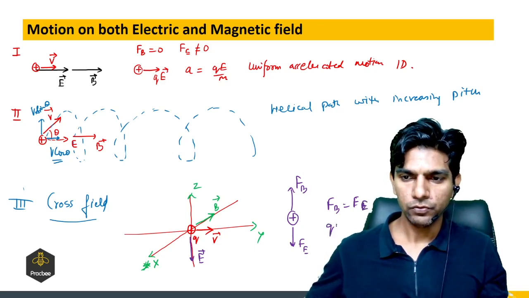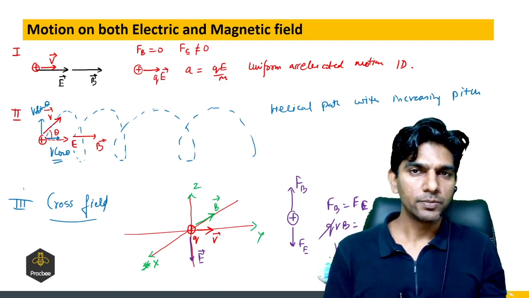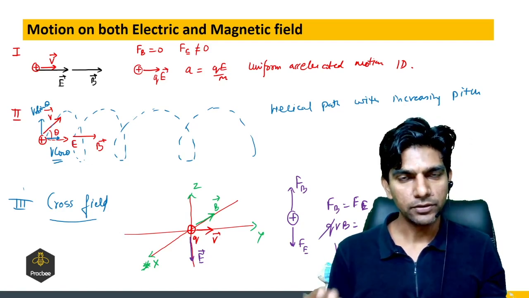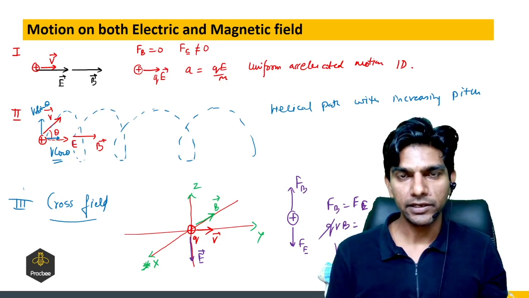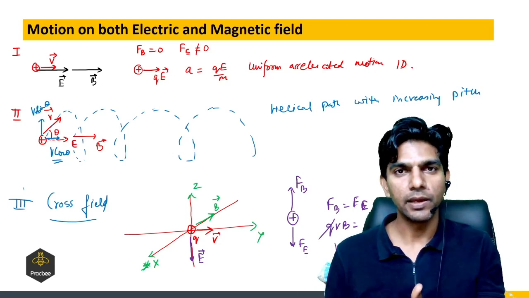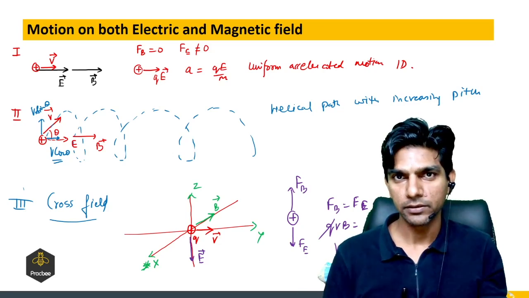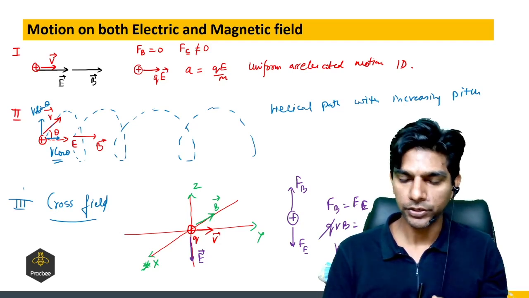So qvB should be equal to qE. So q will get cancelled out. So v should be E by B. So if the speed of the charged particle is the ratio of electric field and magnetic field, then that charged particle will pass through this crossed field undeflected. So you have to keep this point in your mind.